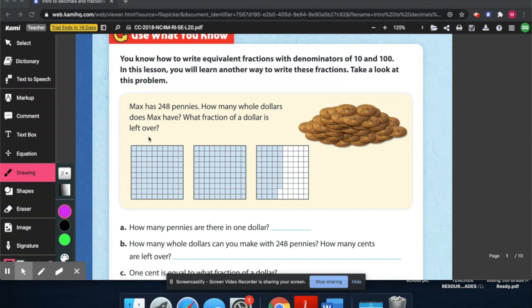Now, they gave us a model of what 248 pennies would look like. And we know with money, you have to have a certain amount of pennies to make a whole dollar. And they are representing that using the base 10 blocks. They gave us these questions, and from our past videos and working on these worksheets, these are questions that are given to us in the very beginning, but the work following them will help us answer them in the end. So let's see what we can do.